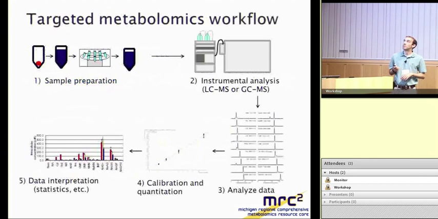Okay, targeted metabolomics workflow. You saw it yesterday. We do sample preparation, instrumental analysis. We get our data out of the instrument and analyze it in a straightforward manner. We do calibration and quantitate, and then we do data interpretation and statistics. Sounds fairly straightforward. Let's take a look at an application, and then work through the steps in some detail.